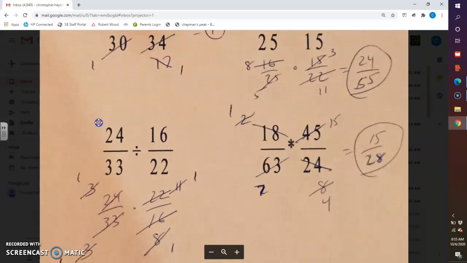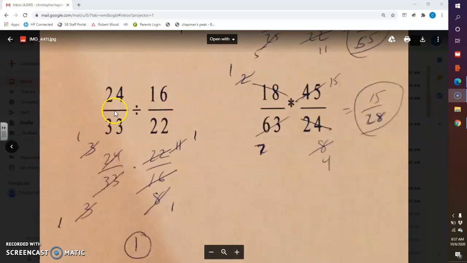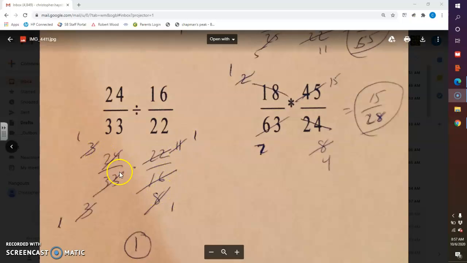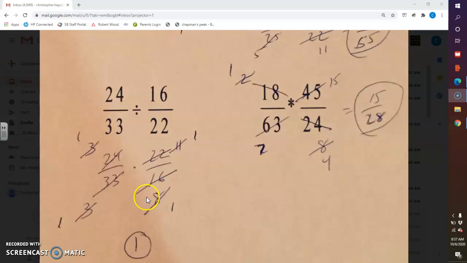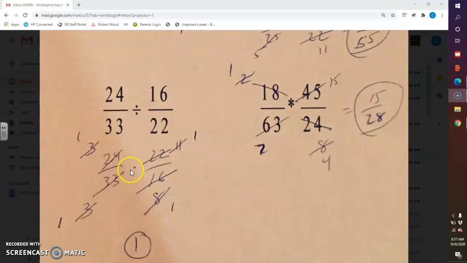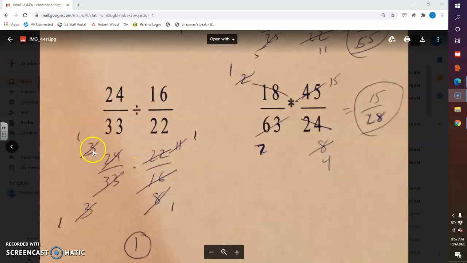Down here, okay, so this last one here, I actually flipped the fraction first, so 22 over 16, and I reduced it to 11 over 8. And then I went diagonally. 8 goes into 8 once, 8 goes into 24 3 times. 11 goes into 11 once, 11 goes into 33 3 times, and then 3 over 3 becomes 1 over 1.